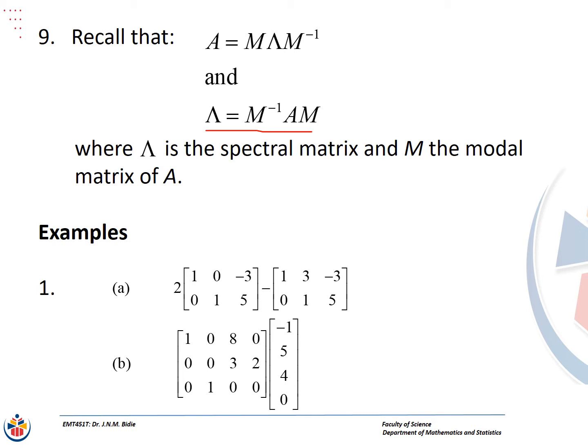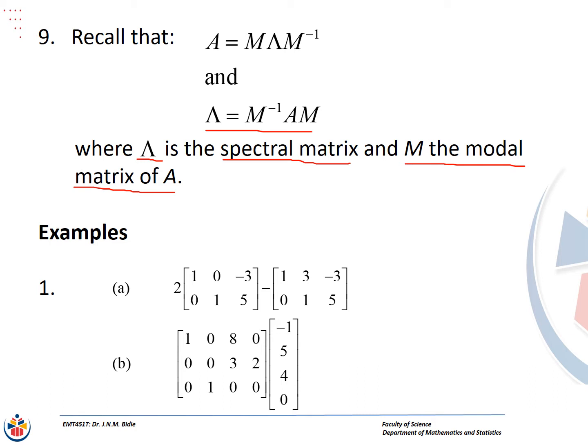The modal matrix of A is the matrix that has its columns as the eigenvectors of A, corresponding to those particular eigenvalues. And the matrix that has eigenvalues on its main diagonal and zeros everywhere else, we call the spectral matrix. So in order for us to diagonalize matrix A, it means we are trying to find the spectral matrix of A, which will have eigenvalues on the main diagonal.